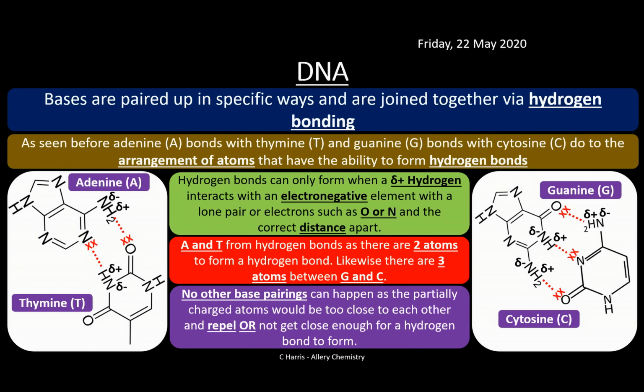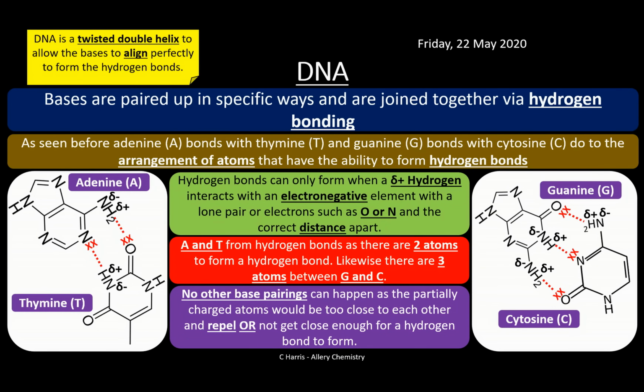Okay. So DNA is a twisted double helix, and so to allow the bases to align perfectly, to form those bonds. So it's twisted for a reason, because it allows these bases to really align perfectly, and it holds the structure of that DNA double helix that we'd seen before. Okay, so there's a lot of information in there.